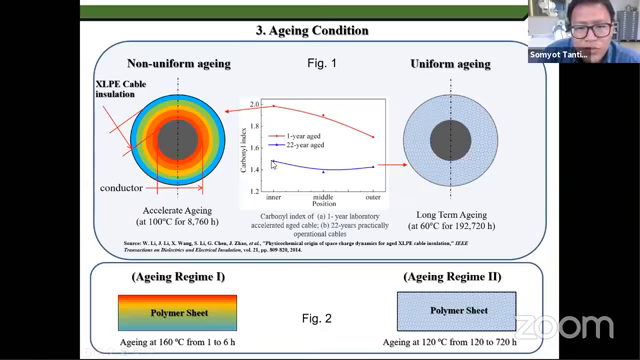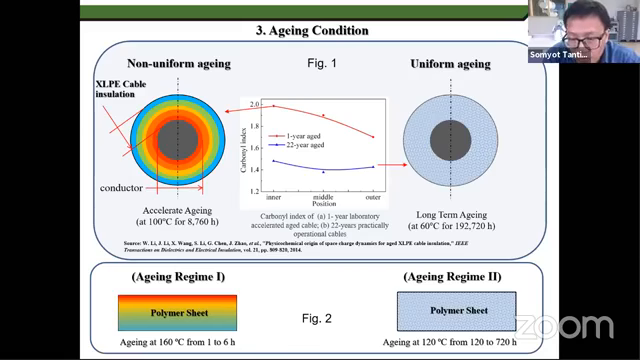And for the uniform aging, you could see the carbonyl index nearly the same throughout the bulk of the insulation. And I tried to imitate these two forms in the simulated polymer sheet. I call the aging regime 1 for the non-uniform aging and aging regime 2 for the uniform aging. And I try to find what the aging condition is for these two forms. So for aging regime 1, I use aging at 160 for 1 to 6 hours.